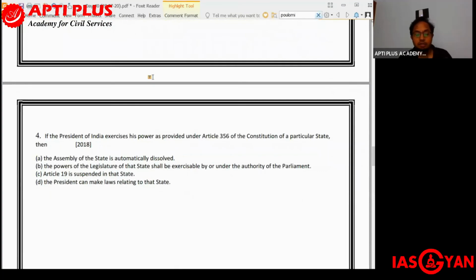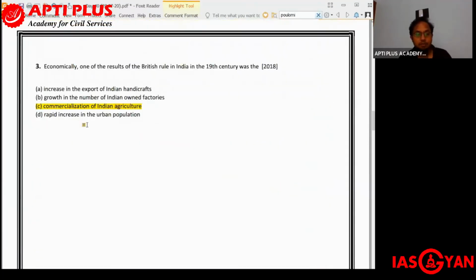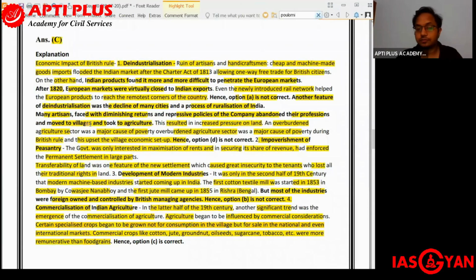So we get to see that the last statement, a rapid increase in the urban population, was not one of the important outcomes. On the other hand, commercialization of Indian agriculture was definitely one of the major milestones. This is so far as question number 3 is concerned.